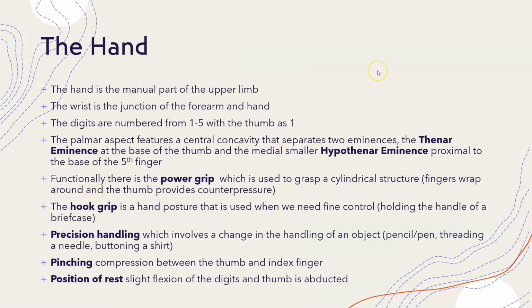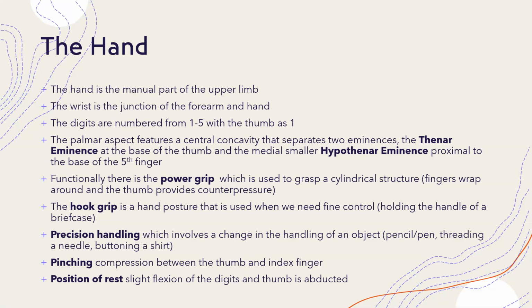So the hand is the manual part of the upper limb. The wrist is the junction of the forearm and the hand. And there are a number of bones within there that allow for the various ranges that occur at the wrist. When we look at the digits, again, think of the anatomical position. You have the thumb laterally as digit 1, then the index finger 2, middle finger 3, ring finger 4, and then the little finger 5. So think of it that way.